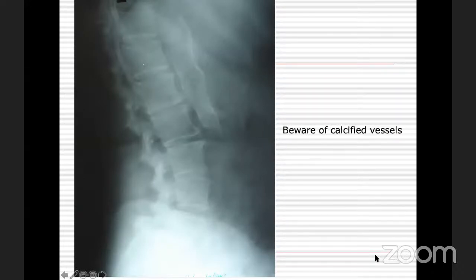Also, whenever you are operating, you have to be very, very careful about calcified vessels, especially in patients with ankylosing spondylitis. You have to specifically look for them, especially in the elderly, more than 50 or 60 years old, who often have calcified vessels, and your slight manipulation can lead to rupture of these vessels. So one has to be very, very careful when you correct the lordosis. These vessels can stretch anteriorly and they can rupture.